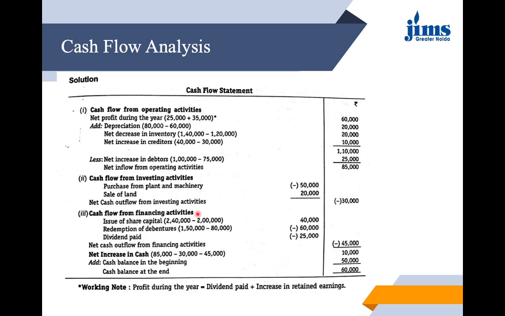Then financing activities: we have issue of shares 40,000 written in plus. Then debentures are getting reduced, so this means that there is redemption of debentures by 60,000. Dividends are paid, 25,000. And finally, here also you have an outflow of 45,000. So after calculating these three amounts together, we find that there is a net increase in cash, and finally we can add the cash balance in the beginning and obtain the cash balance at the end.